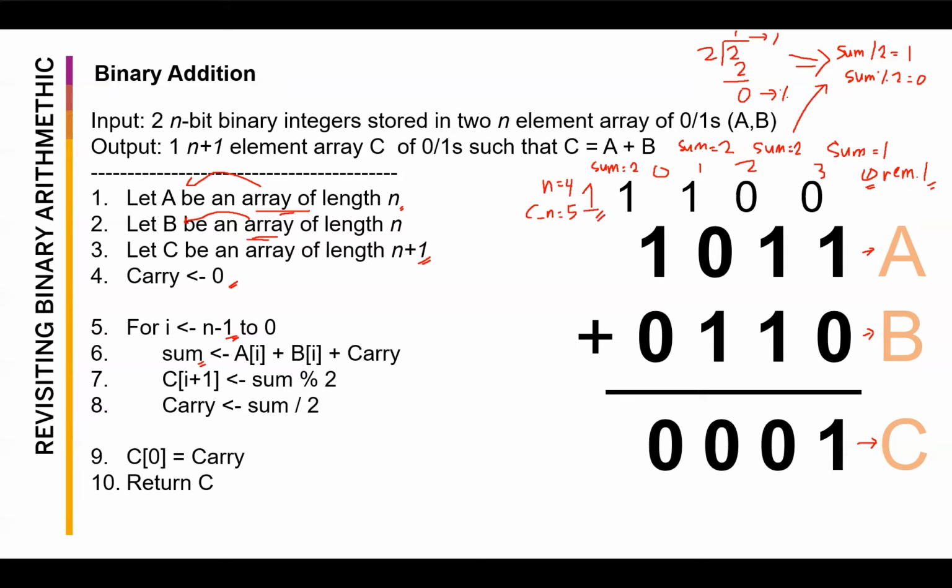But at this point, we have already reached index 0 for arrays A and B. So that means we will now fall out of this loop. We will now exit this loop and move here to line number 9. At line number 9, it simply says that the first element of array C, which is at C0, we assign the value of the carry variable. So if we do that, we have 1 here, and then we return the value of C as the sum of these two integers.